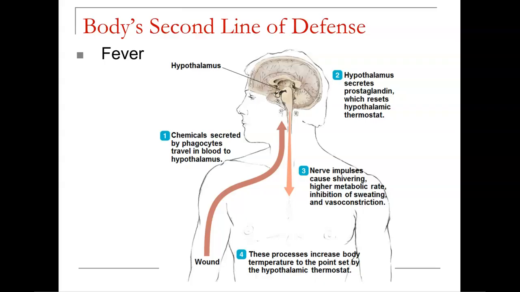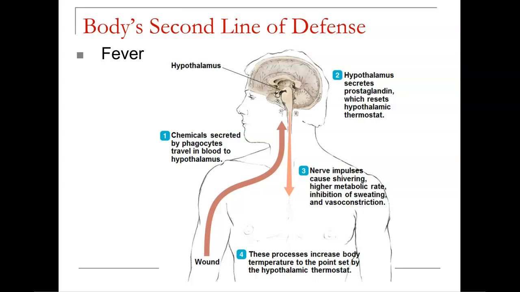So, five functions. First, it's going to enhance the effects of interferons. Second, it's going to inhibit the growth of some microorganisms. Third, it's going to enhance the performance of phagocytes. Fourth, it's going to enhance the activity of cells of specific immunity. And then fifth, it's going to enhance the process of tissue repair.